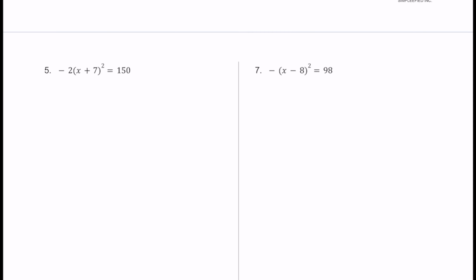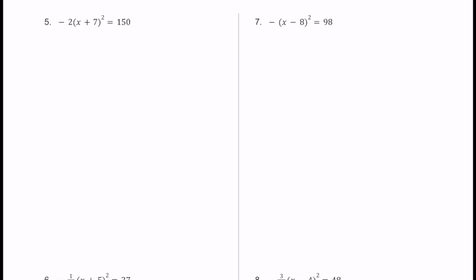Here's number 5. For number 5, we have this equation where we have negative 2 multiplied by the quantity of x plus 7, that whole thing squared, is equal to 150. To get started, we need to isolate what's being squared, so we have to go ahead and divide both sides by negative 2. Use the division property of equality. If we go ahead and do so, dividing both sides by negative 2, you can see on the left that these negatives will cancel out with each other and the 2's will become a 1.